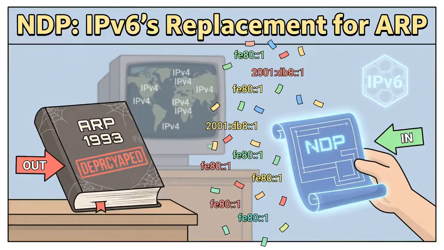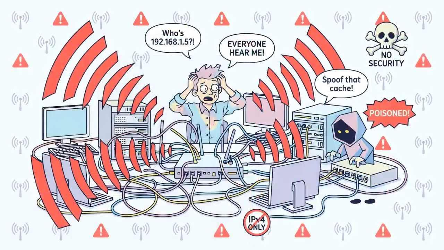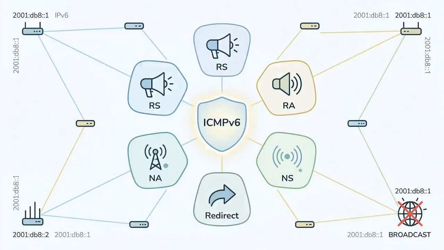In the IPv4 era, ARP was the trusted messenger of every local network. In IPv6, that dusty old book gets shelved forever, replaced by a sleek new protocol called Neighbor Discovery. ARP had serious problems. It flooded every device on the segment with broadcast storms, had zero built-in security, spoke only IPv4, and could not find routers, leaving networks noisy, vulnerable, and inefficient.